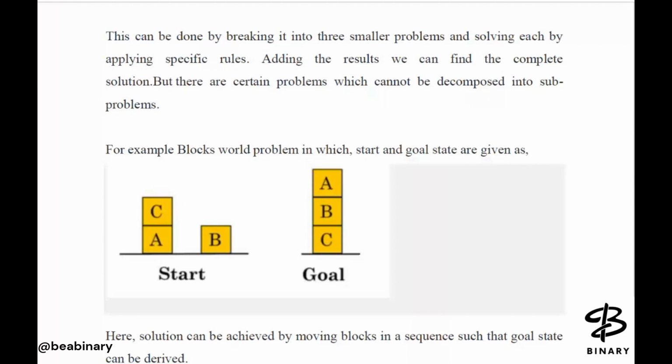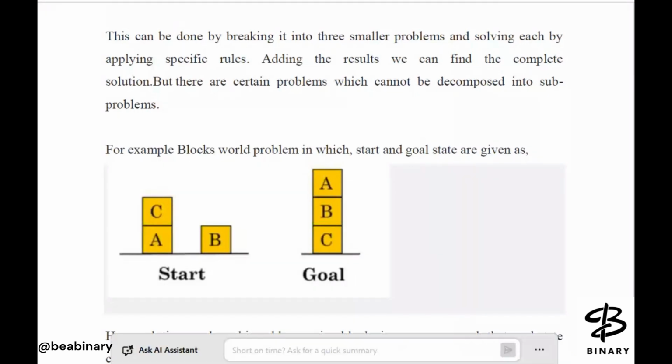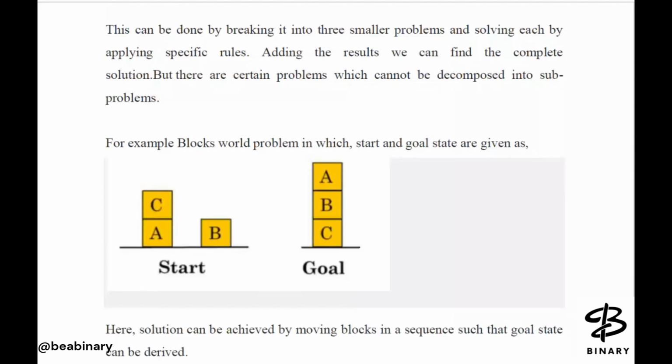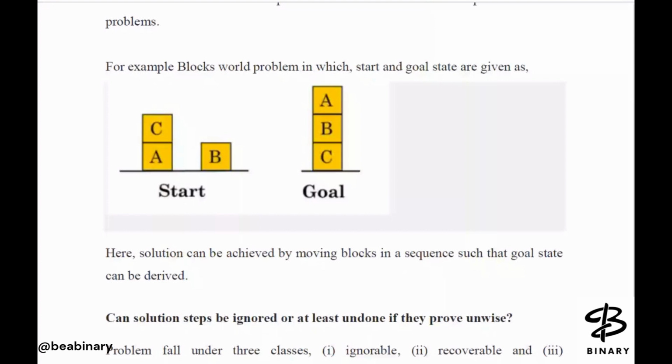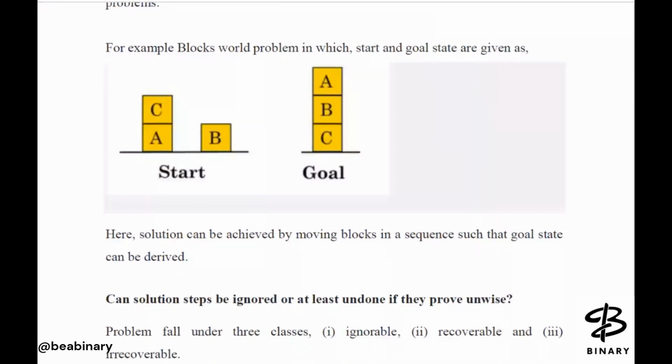But there are certain problems which cannot be decomposed into sub-problems. For example, the blocks world problem, in which the start and the goal state are given. You need to adjust these blocks A, B, C, which are scattered, into an order. Here the solution can be achieved by moving the blocks in a sequence such that the goal state can be reached. So first you need to understand whether the problem can be decomposed or not.